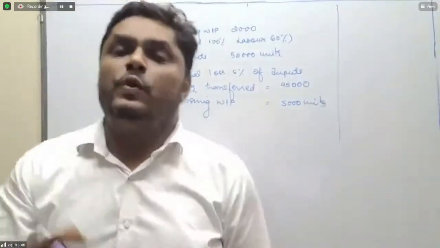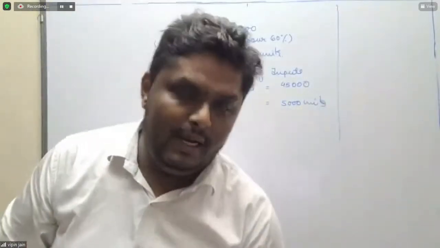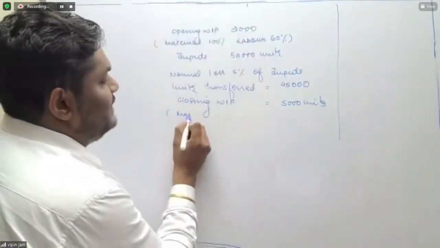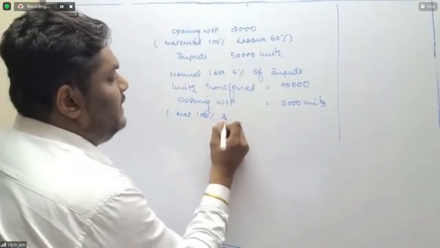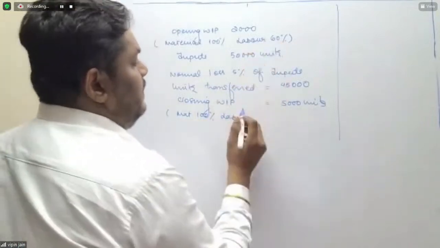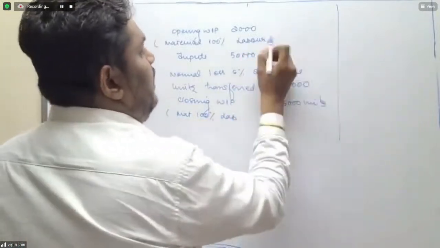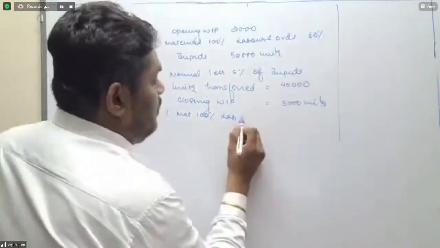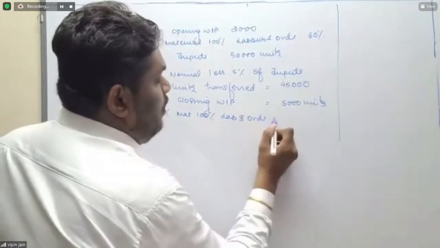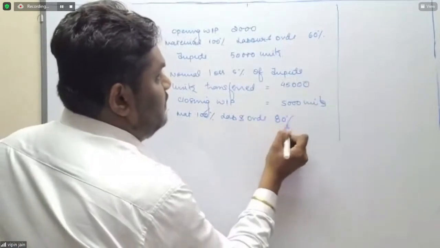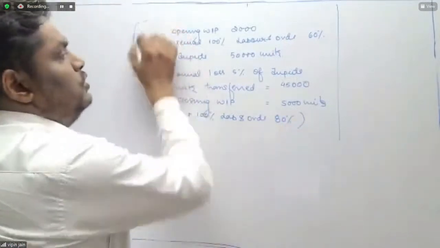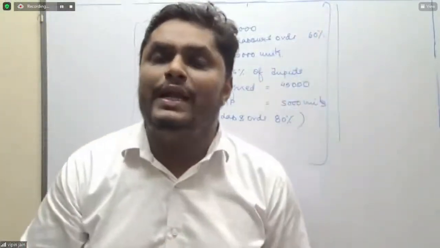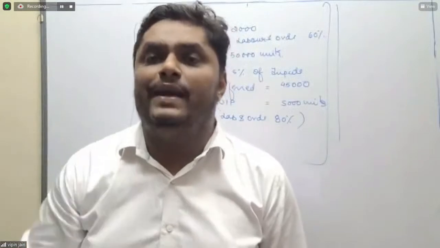Now you have to prepare the statement of equivalent number of units. Further, in case of closing work in progress, it is given that material is 100% complete and labor and overheads are 80% complete. So waiting for your answers, guys. You have to calculate equivalent number of units for material, labor and overheads.